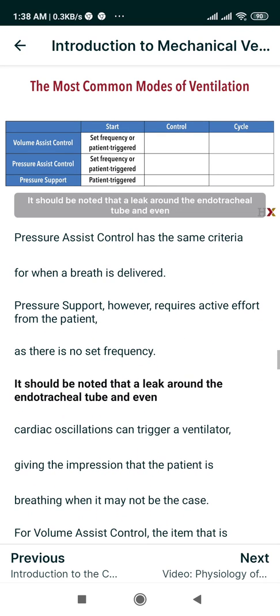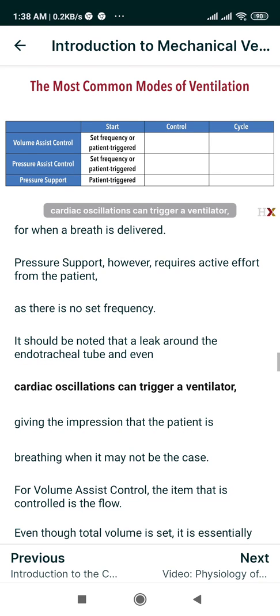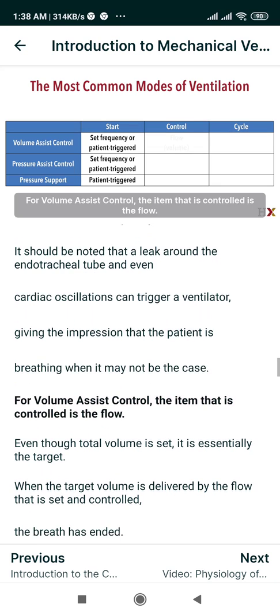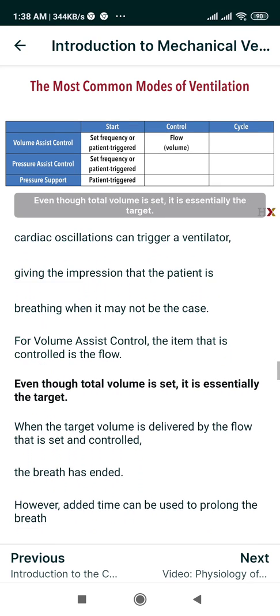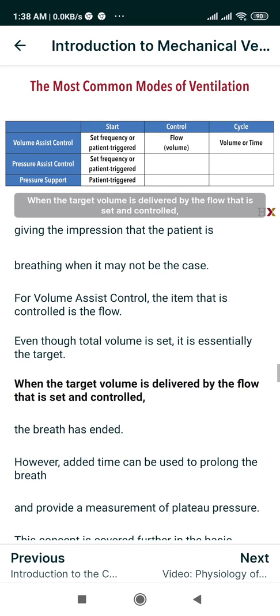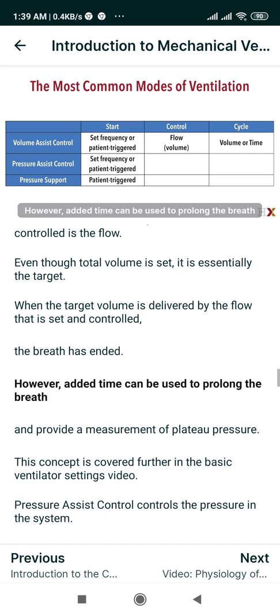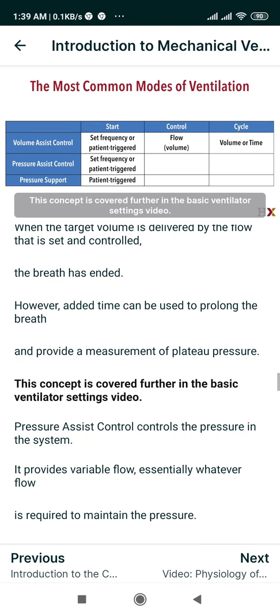It should be noted that a leak around the endotracheal tube and even cardiac oscillations can trigger a ventilator, giving the impression that the patient is breathing when it may not be the case. For volume assist control, the item that is controlled is the flow. Even though tidal volume is set, it is essentially the target. When the target volume is delivered by the flow that is set and controlled, the breath has ended. However, added time can be used to prolong the breath and provide a measurement of plateau pressure. This concept is covered further in the basic ventilator settings video.